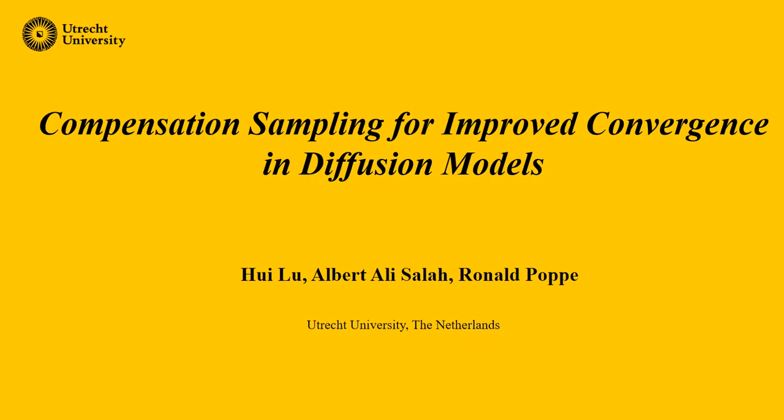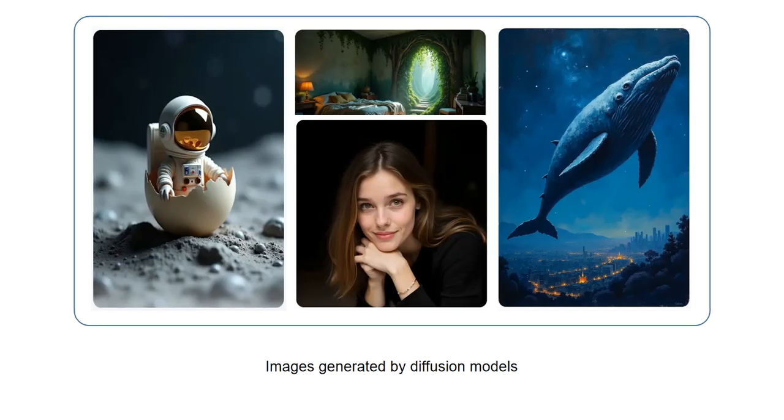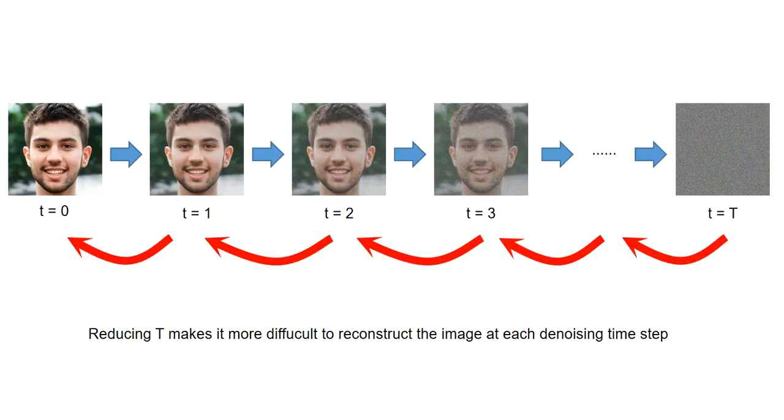Today I'm going to present our paper, Composition Sampling for Improved Convergence in Diffusion Models. Nowadays, diffusion models can generate diverse and realistic images. However, when we look into the training details, we can see that diffusion models consist of many time steps, which is generally 1000 in total. This high number makes the training cost of diffusion models very high.